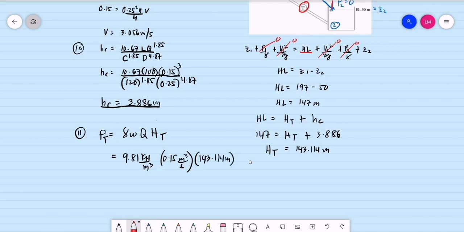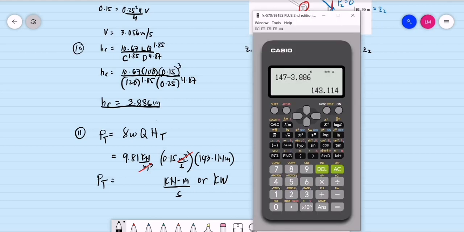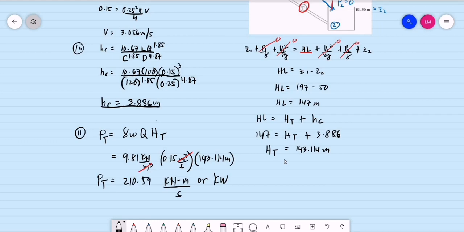If you are to do unit analysis, cancelling cubic meter, what will be the power generated by the turbine? The remaining units will be kilonewton meter per second, which is the same as kilowatts. So we compute for that value. We have gamma water 9.81 multiplied by the discharge 0.15 and the head extracted by the turbine 143.114. So we have 210.592 kilowatts.